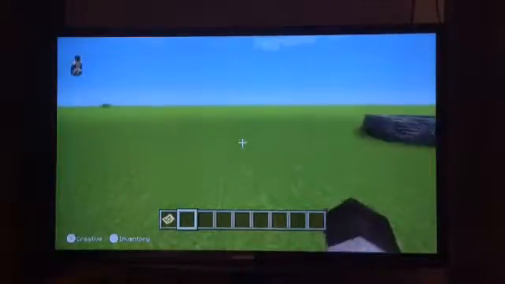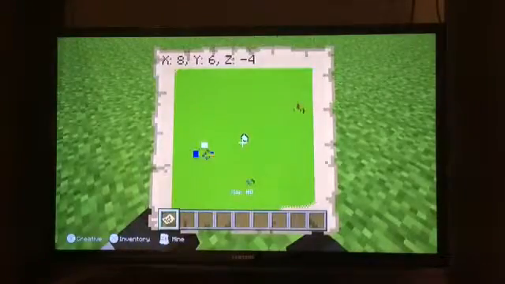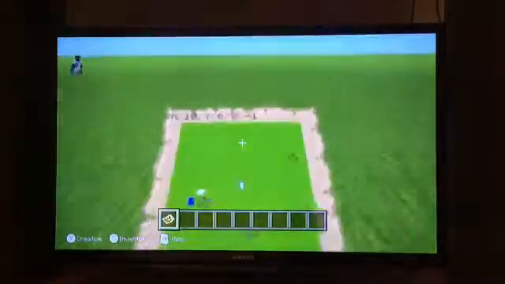We all know coordinates in Minecraft, but do we really know what they do? How they work? Well, in this video, I'm going to explain that.